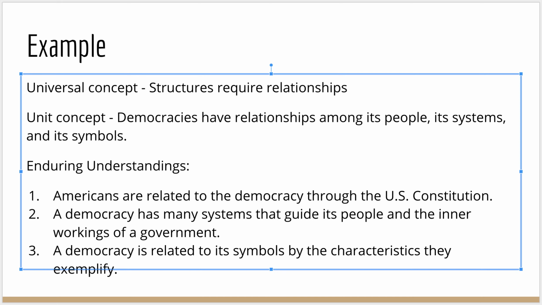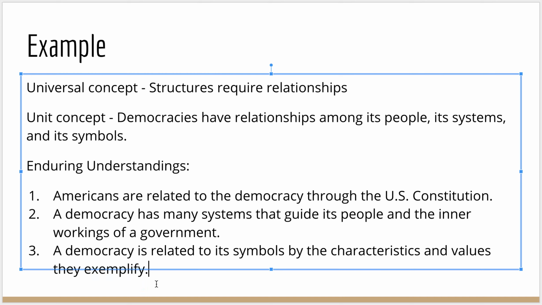A democracy is related to its symbols by the characteristics and values. Values is something that I would think about if I'm talking about a unit on America. Democracy is related to its symbols by the characteristics and values they exemplify. Exemplify. That word is driving me nuts a little bit. I'll come back to it.